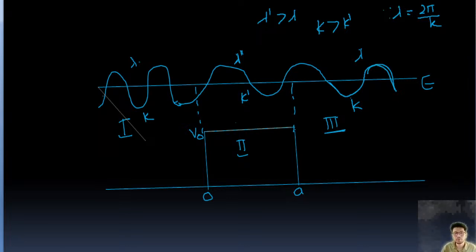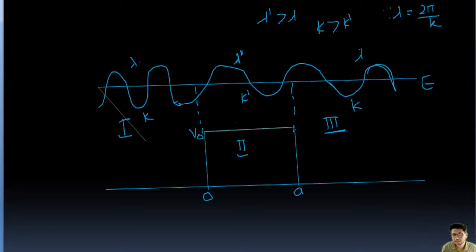Now I will write the Schrodinger equation for it. So I'm going to write the Schrodinger equation. This is the case if E is greater than V naught. This is this one case.